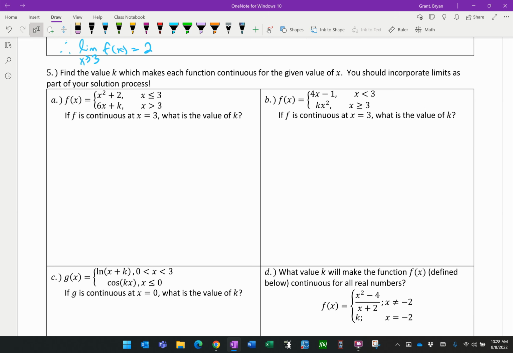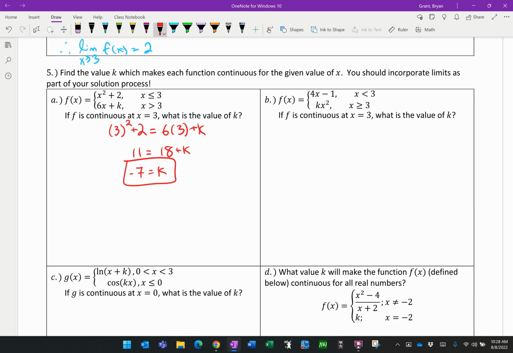Okay, if f of x is continuous at x equals 3, what's the value of k? Let's do the wrong way first. Wrong way is they might take this 3 and say, okay, this is going to be, and I will erase this, so just be ready, 3 squared plus 2, 6 times 3 plus k. And they'll say, okay, well, let's see, 9 plus 2 is 11, 18 plus k. Subtract 18 from both sides, k is negative 7.